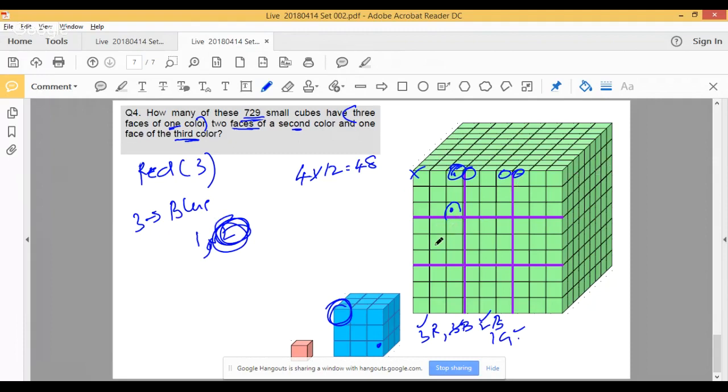Corner pieces which are on the face of the main cube, right? These are the pieces we are looking for. Four here, four here, four here, four here. 16 on one face. There are six such faces. So 96. Total will be 144. So these are the pieces that we are looking for, right?